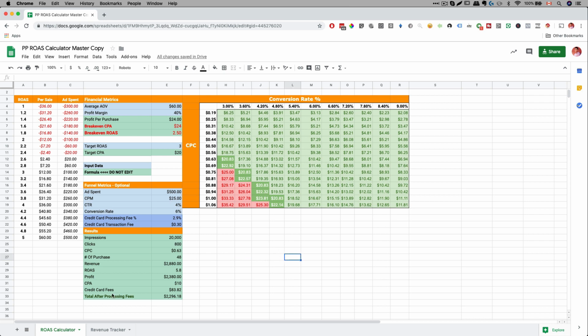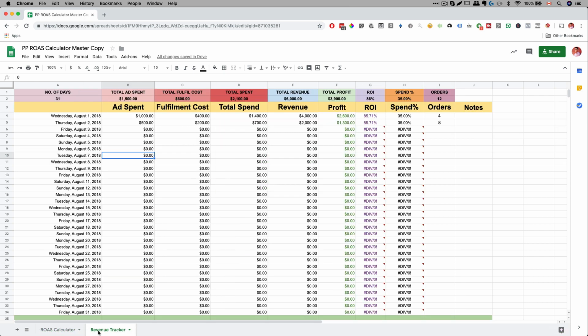And what we have also done is we have included a revenue tracker. So if you want to enter your daily spend over here, you can get a high level overview of your business. So let's say you are spending $1,000 on ads. Your fulfillment cost is $500. Your total spend will be $1,500, right? And let's say if your revenue is $5,000, then you'll get a profit of $3,500, and that will be 133% ROI.